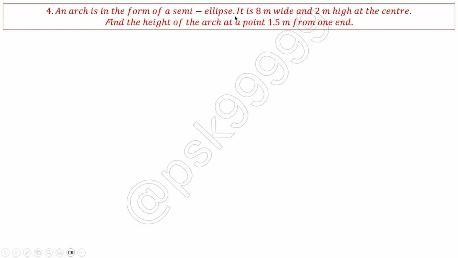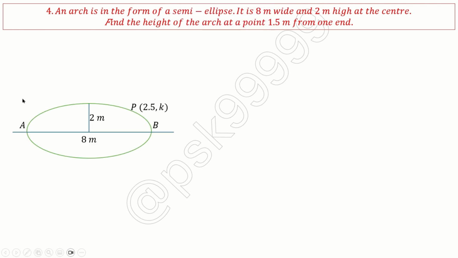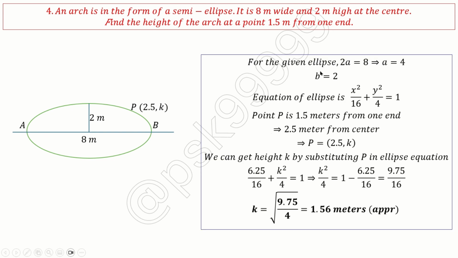Okay, so they only mentioned semi-ellipse, but we can actually construct the full ellipse. He gave information only in the semi-ellipse, which we can easily extend, right? Because he has given it is 8 meters wide, so this is nothing but your 2a, right? 2a equal to 8 meters and 2b equal to 4, so b is 2 meters. With these two I can construct my ellipse, which is nothing but x square by 16 plus y square by 4 equal to 1.